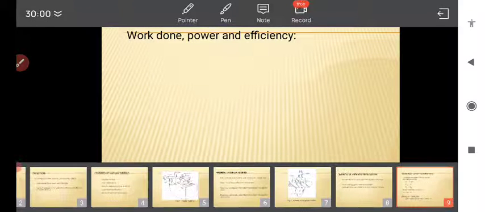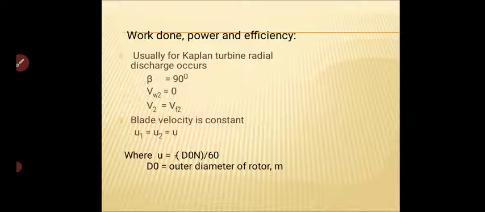Now we will derive the work done, power and efficiency for this Kaplan turbine. Usually for a Kaplan turbine, a radial discharge occurs. Therefore the angle beta is equal to 90 degrees and Vw2 is equal to 0. V2 is equal to Vf2. Blade velocity is constant for inlet and outlet. So U1 is equal to U2 is equal to U, where U is equal to pi d naught n by 60. Here d naught is the outer diameter of the rotor in meters.